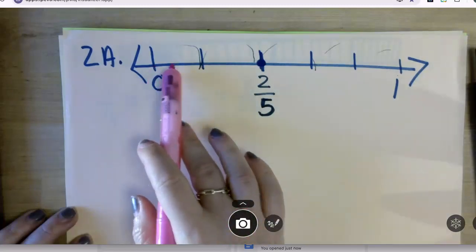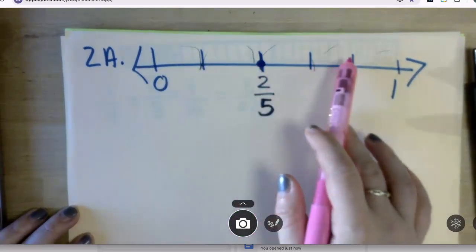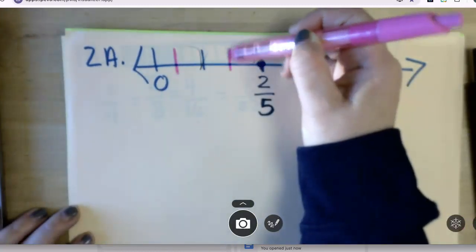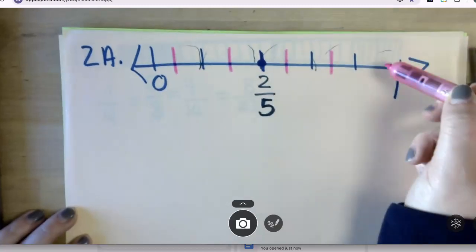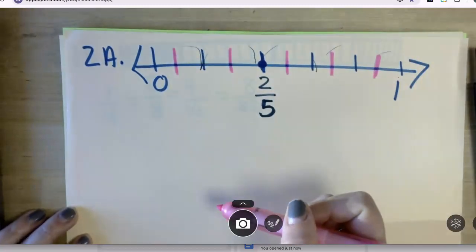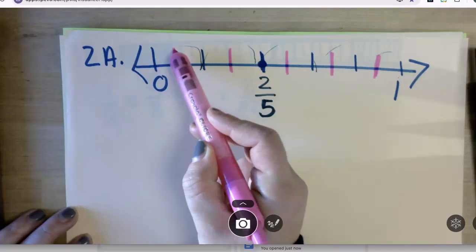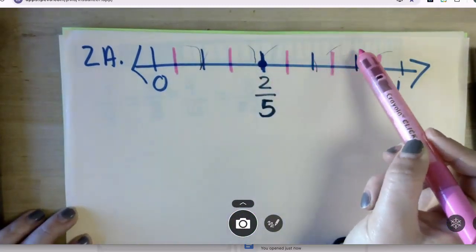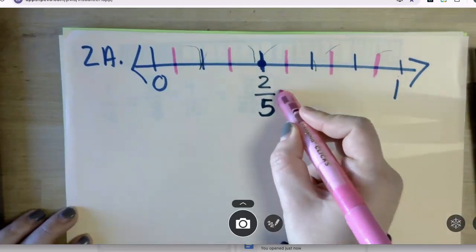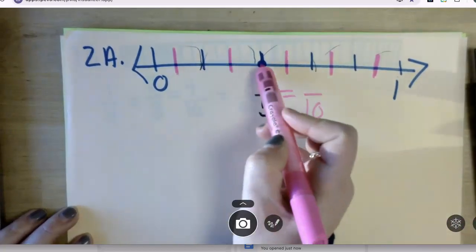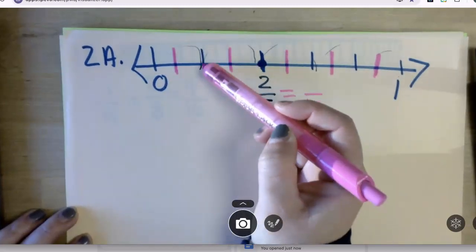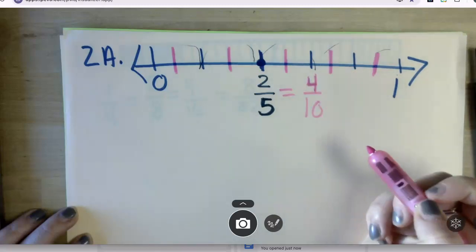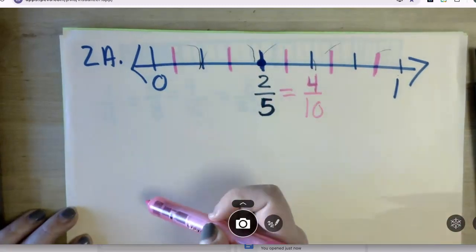We just have to make sure between every line, every dash mark, we're doing the same thing. So I can just partition this, cutting each section in half. So now my jumps are 1, 2, 3, 4, 5, 6, 7, 8, 9, 10. And my dot is at 1, 2, 3, 4. I can do it again.